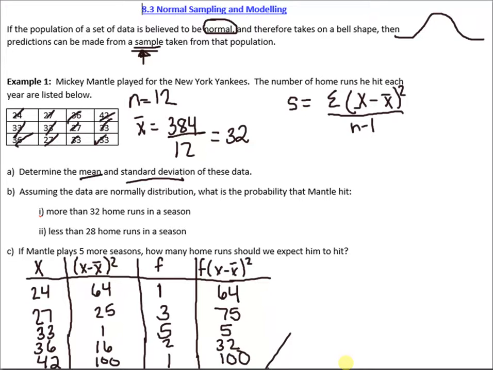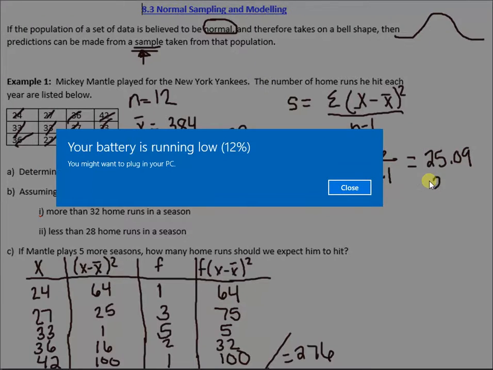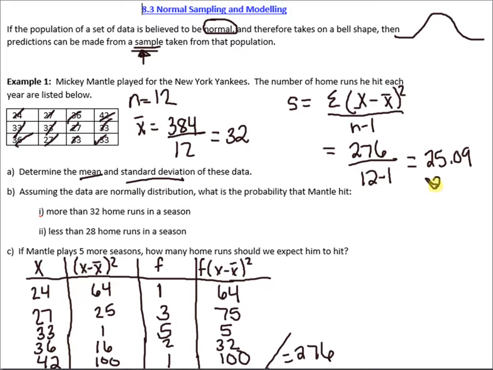Now we want to add them all up, and we get 276. So with this addition sign right here, we get 276, and then we divide it by 12 minus 1. I get the answer of 25.09. Let's just round it. Now we have the mean and the standard deviation. So we're done with part A, and we had to do that manually. We had to pull out information from about two units ago, and that's fine.